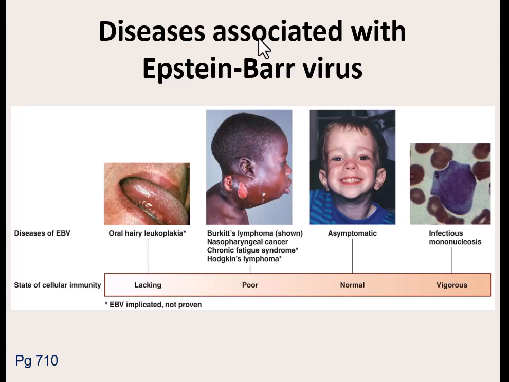If you have no immune system whatsoever, this could be HIV or some other severe immunodeficient issue. It can cause actually a cancer on the tongue called oral hairy leukoplakia, where you get little sores on your tongue. If you have a poor immune system, so it's immunocompromised from something, you still have an immune system, but it's a poor immune system, it can cause Burkitt's lymphoma, it's cancer of the lymph nodes. It can cause nasopharyngeal cancer, chronic fatigue syndrome, and Hodgkin's lymphoma. Right now, these are not proven, but we're pretty sure that this particular virus can cause that.